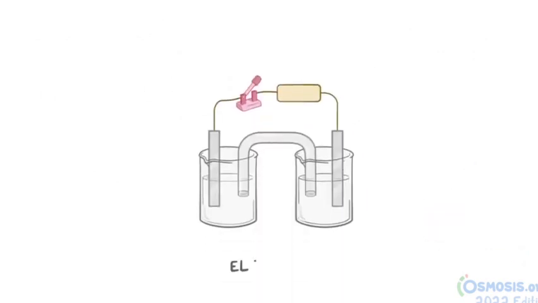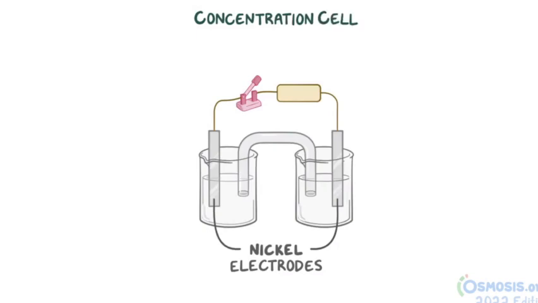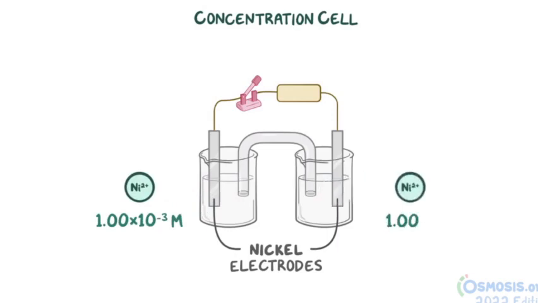Now, it's also possible to have a galvanic cell where the two electrodes are made out of the same metal. For example, both may be made out of nickel. This is called a concentration cell. In a concentration cell, there's a different ion concentration in the two different compartments. For example, let's say that on one side there's a dilute concentration of nickel 2 plus ions of 1 times 10 to the negative third molar. And on the other side, there's a more concentrated solution of nickel 2 plus ions of 1 molar.